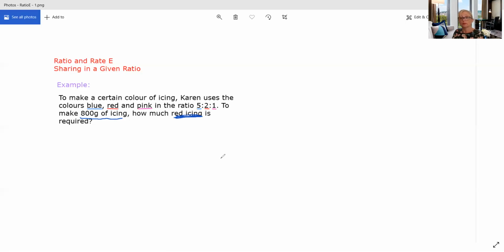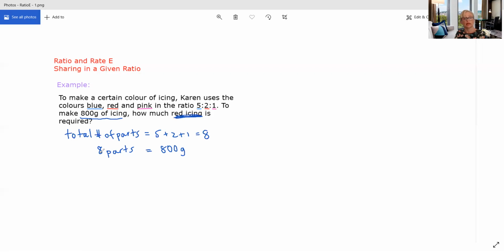Let me demonstrate the process here. It's really quite simple. We use the unitary method. So the first thing we do is work out the total number of parts. That is, the hashtag, but it means number, is 5 plus 2 plus 1, which is 8. Now we know that our 8 parts has to equal 800 grams. So that's step 1, work out your total number of parts.